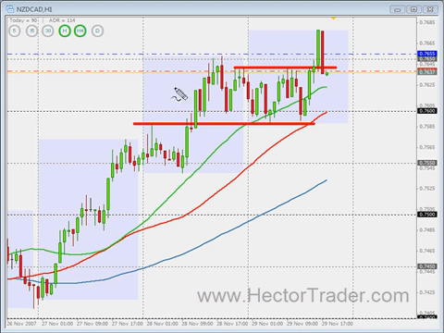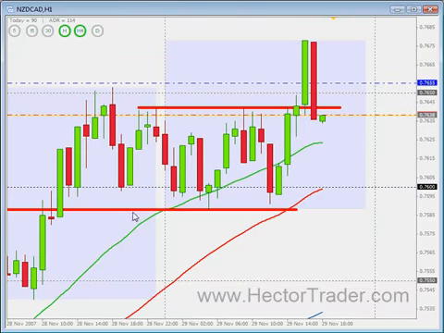Final update on this video. As you can see, on entry, this was my entry level, the 0.7655 level. On entry, price moved very nicely in my favor with that long green bar you can see there. Actually, let me zoom in a little bit. Very nice momentum to the upside.